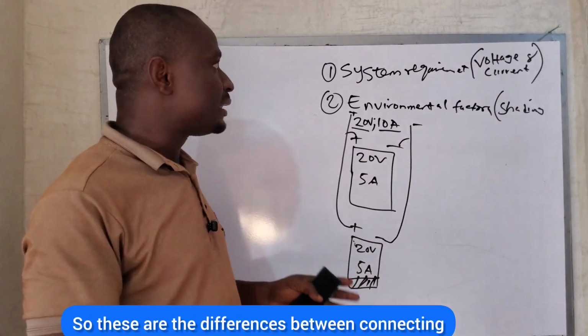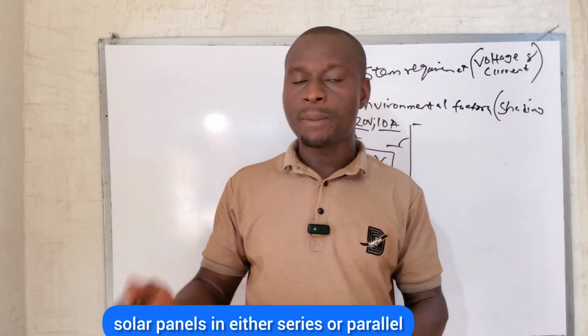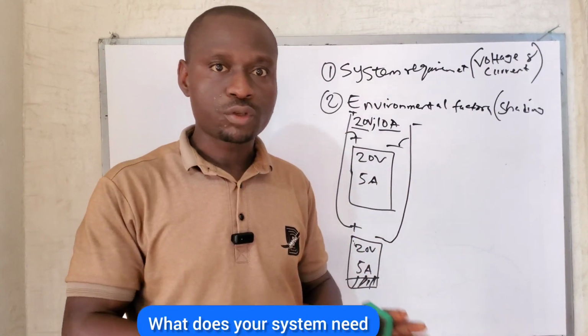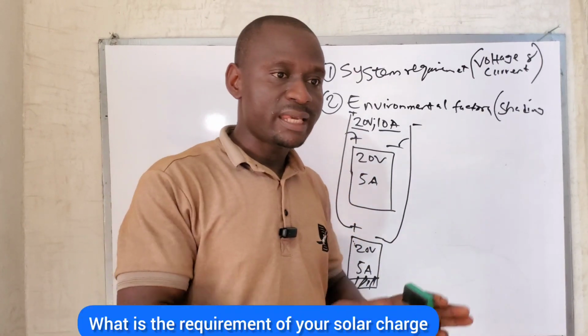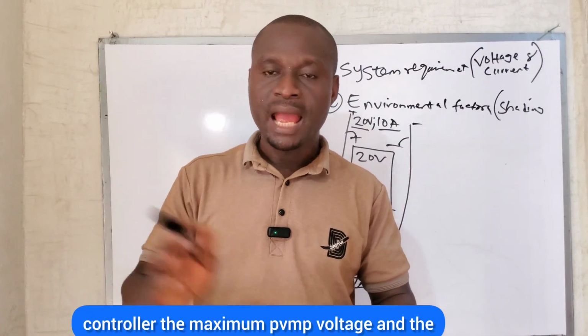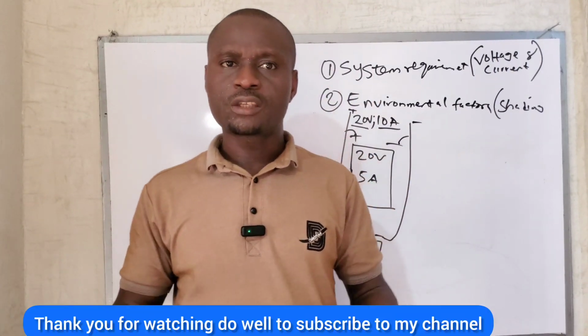So these are the differences between connecting solar panels in either series or parallel. It all depends on your system application. What does your system need? What are the system requirements of your solar system? What is the requirement of your solar charge controller, the maximum PV input voltage, and the current of that charge controller?